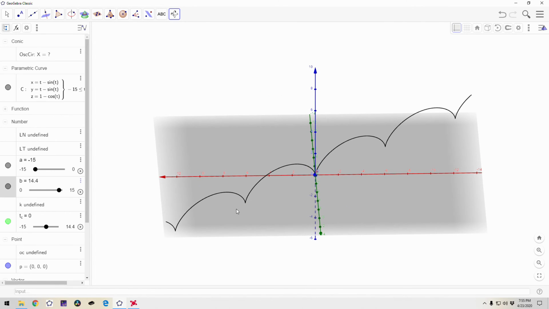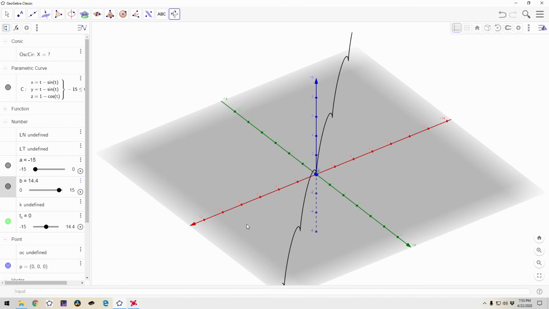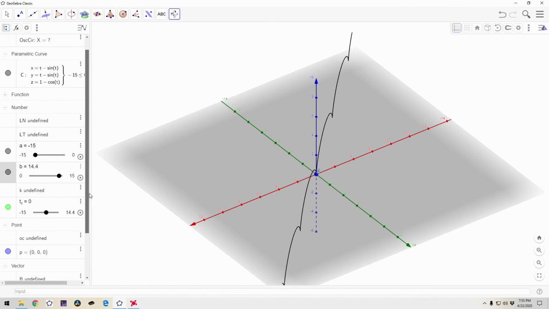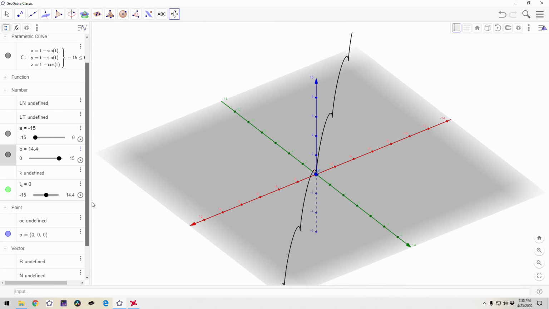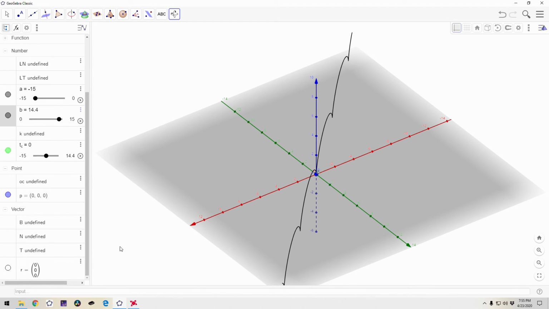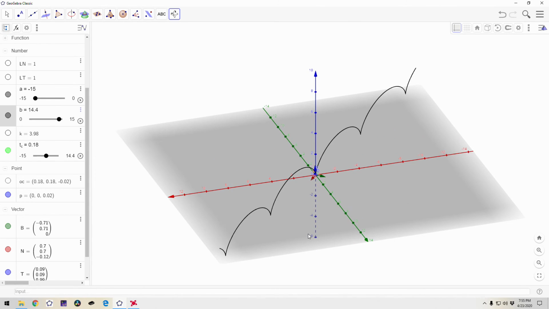So then, since this is a planar curve, again, you can expect the b vector to be like it is. You'll notice they're all undefined. I'm on a cusp right there at t equals 0. Let me play it a little bit. There we go. So there's your 3 vectors right there again.